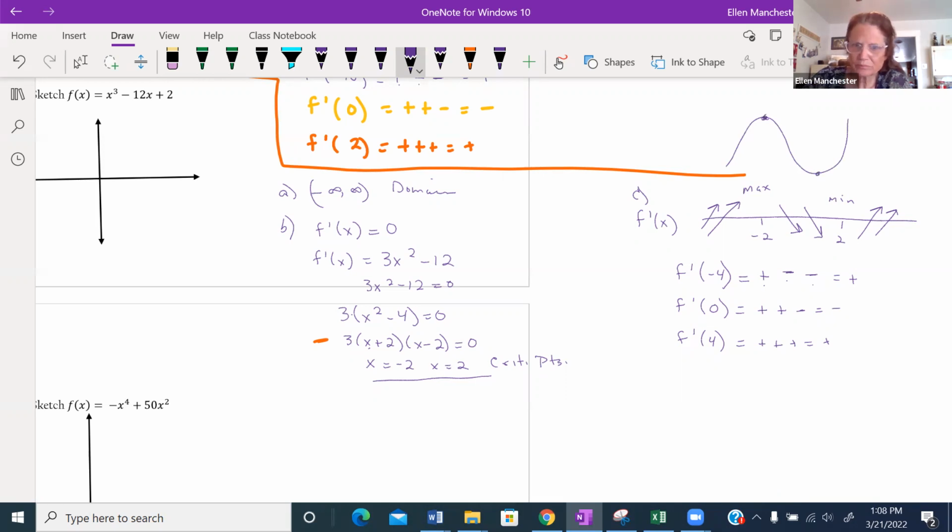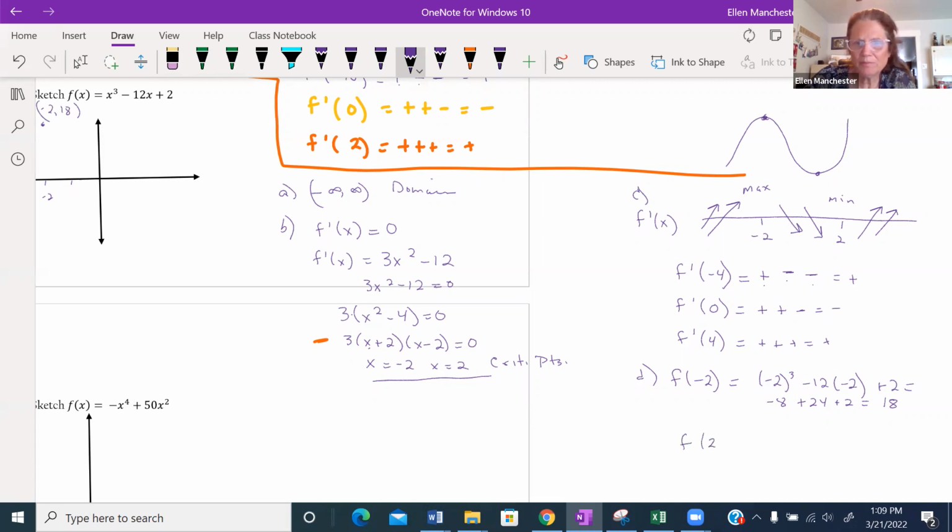Okay. And now I have to find out for my graph where exactly is the maximum. So this is where, remember, you go back to the original. So -2 cubed minus 12 times -2 plus 2. So -2 cubed is -8 plus 24 plus 2, which is 16, 18. So I have a maximum at -2, 18. So that's my highest point.